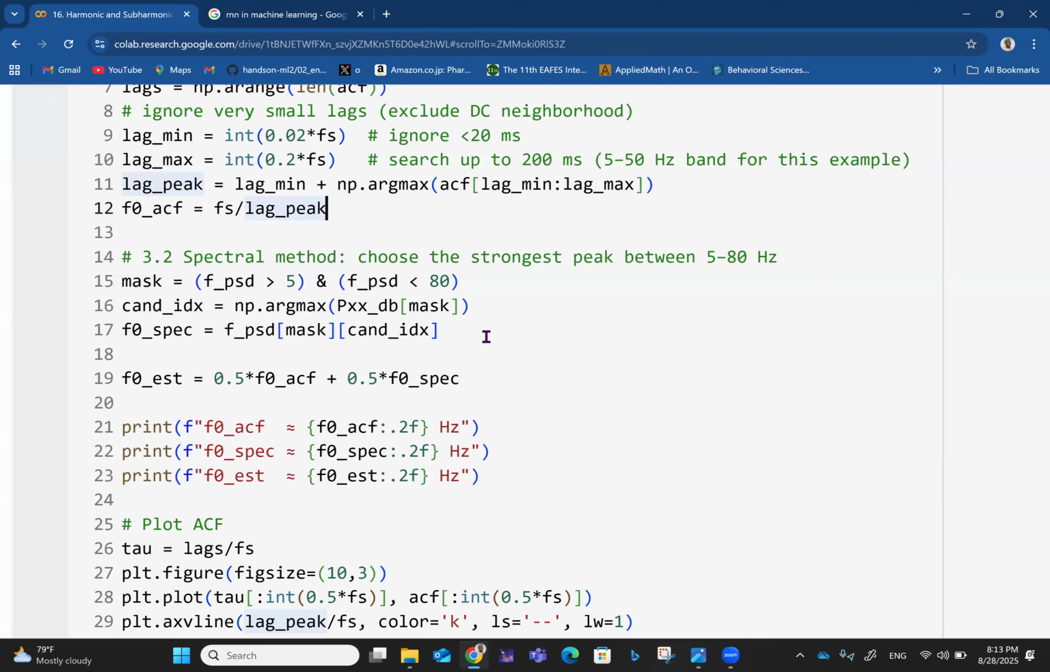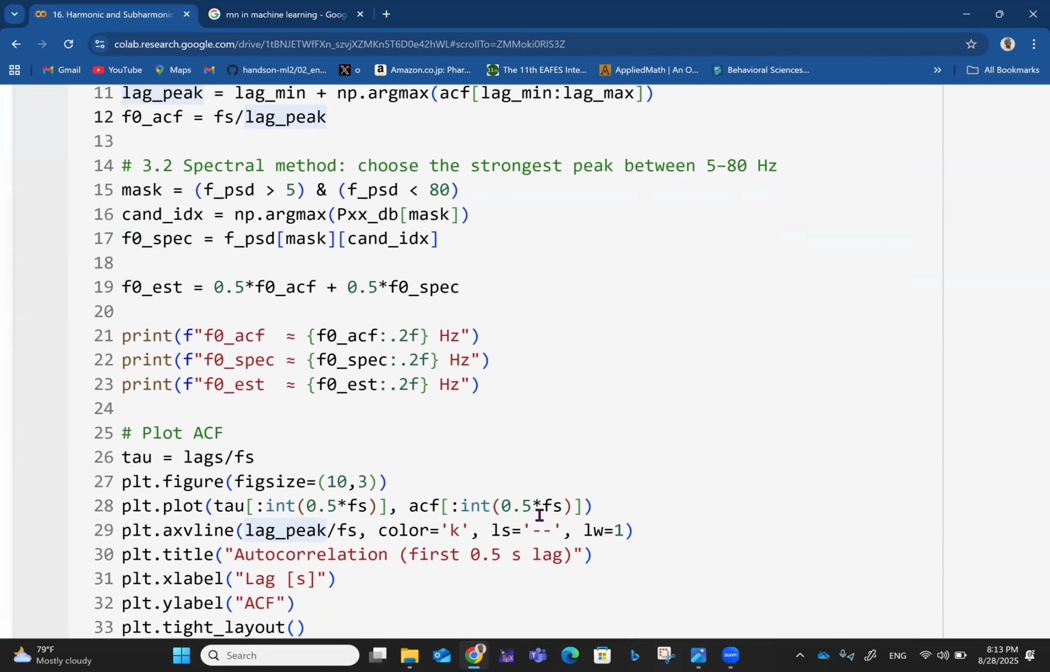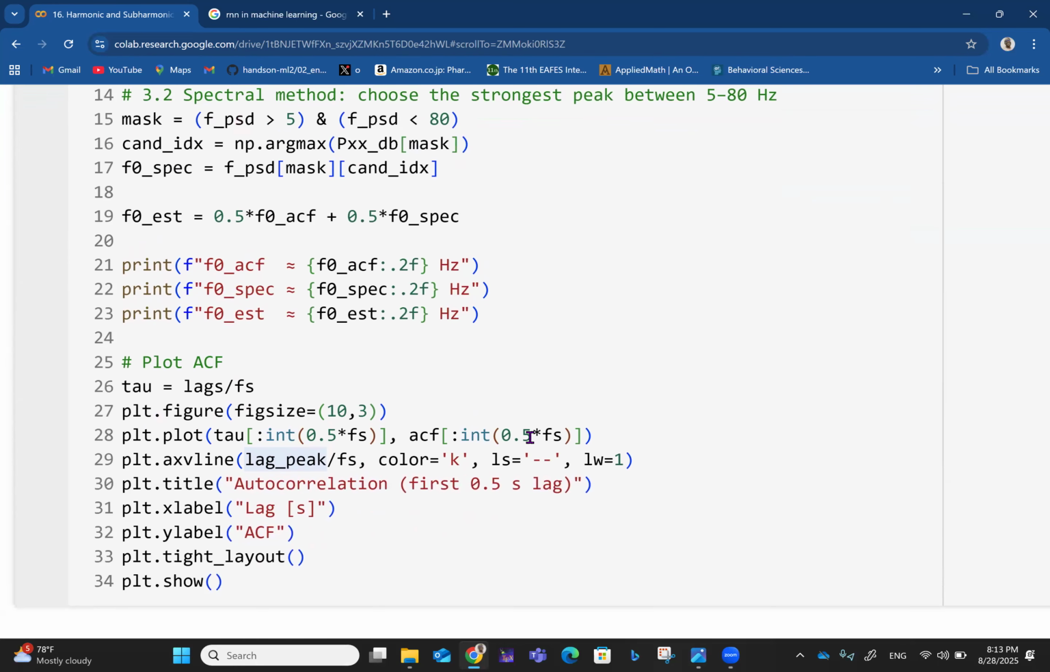Then using the spectral method, you can choose the strongest peak between 5 to 80 hertz. So you mask, and that is f_PSD greater than 5, all right, and f_PSD less than 80. So we have candidates, cand_idx, np.argmax and all of this, right? So you can take a bit of time to look at this whole thing.